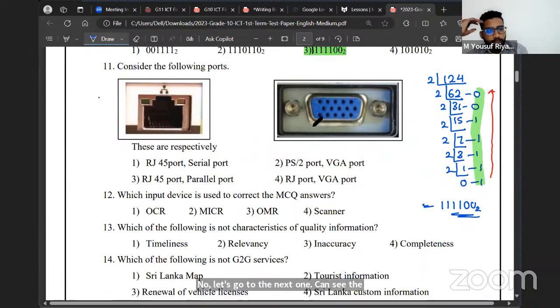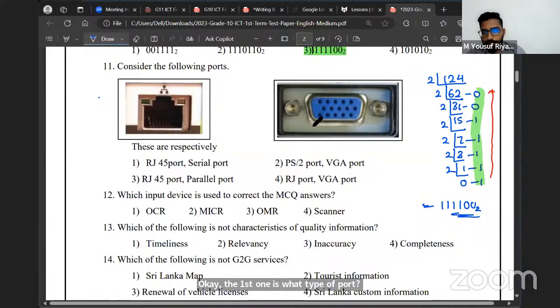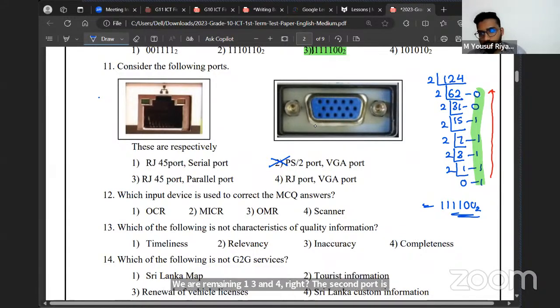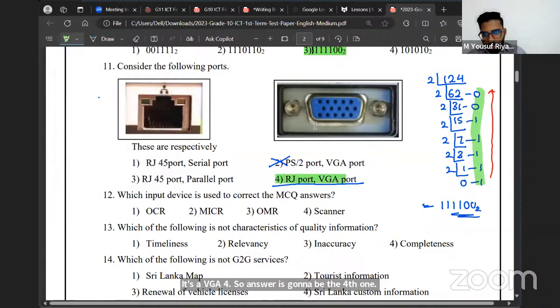Consider the following ports. They are respectively. The first one is what type of port? Exactly. It's the RJ45 port. So obviously answer number 2 is going to go wrong. Now we have remaining 1, 3, and 4. The second port is what type of port? Exactly. It's the VGA port. So the answer is going to be the fourth one. Again, another easy question.